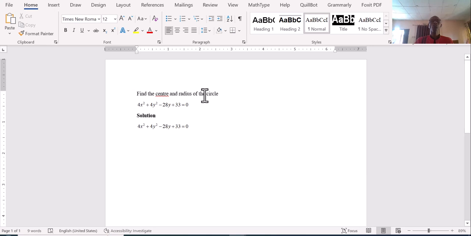Okay, we are given this question. Find the center and radius of the circle 4x squared plus 4y squared minus 28y plus 33 equals 0. It's actually a circle because it fulfills the condition for a circle. We have x squared and y squared having the same coefficient. So that gives us that it's a circle.